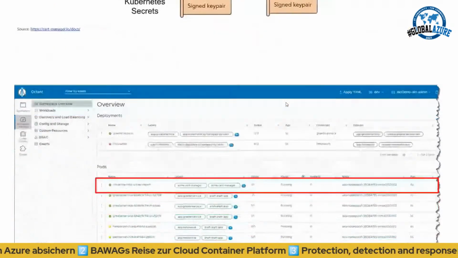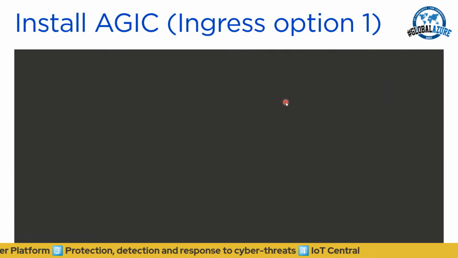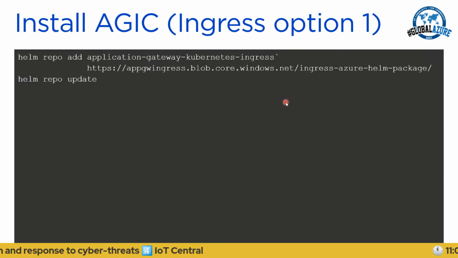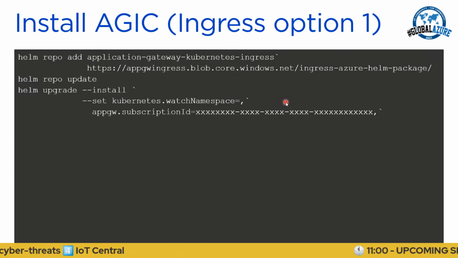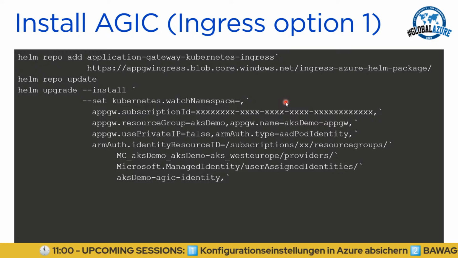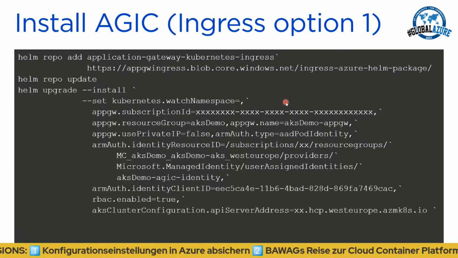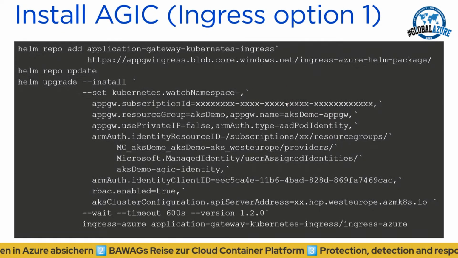And what else do we need? If you use the application gateway, then you need to have an application gateway ingress controller. It's also backed by a Helm repository, and you can simply install it. Here you have to do a couple more settings, like which application gateway I'm using, which identity, etc. So it's a couple of settings, but nothing really complicated.